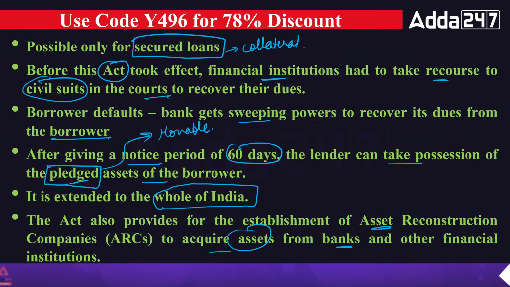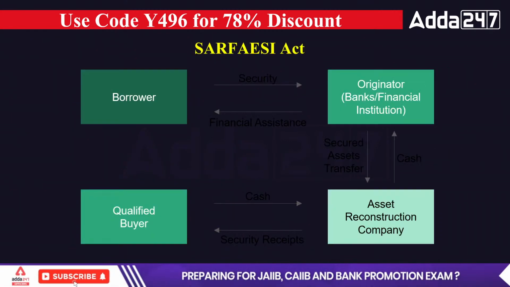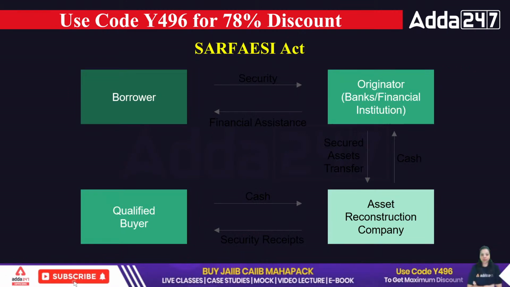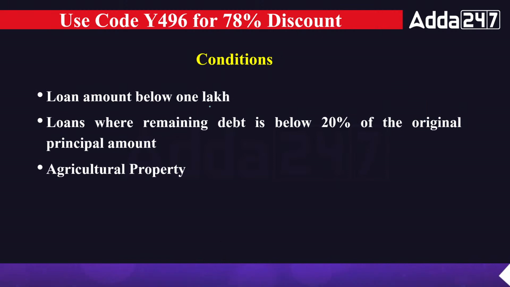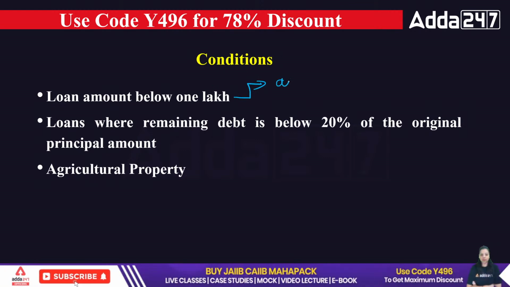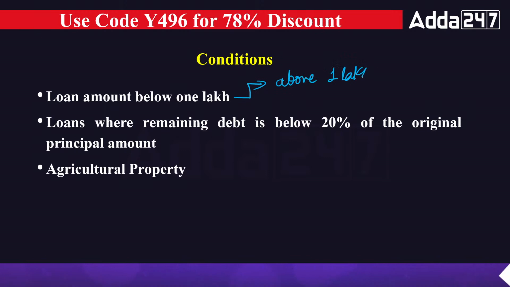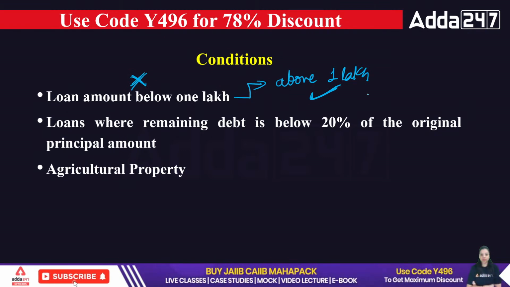Now let's talk about on which kind of NPA the SARFAESI Act will be applicable. First of all, the conditions in which it will be applicable. The first condition you have to follow is that the loan amount should be above 1 lakh. If the loan amount is above 1 lakh, the SARFAESI Act will be applicable. If it is below 1 lakh, the SARFAESI Act will not be applicable.